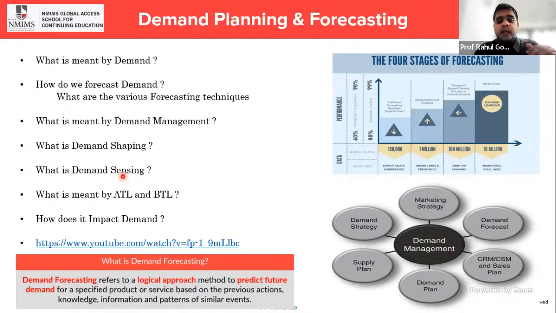Okay. Any of you know about ATL and BTL? What is meant by ATL and BTL when we talk about demand planning and forecasting?